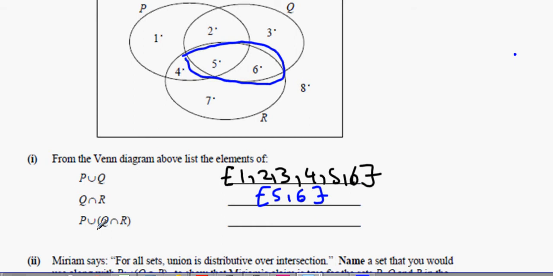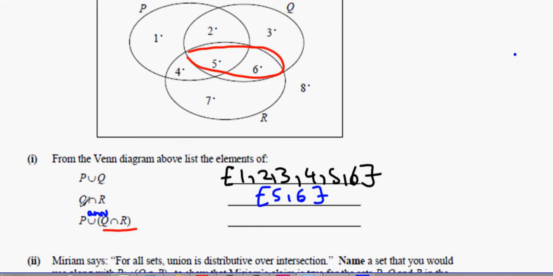P union Q intersection R. Everything that's in P and, because union means and, everything that's in Q intersection R. So let's start with Q intersection R. Okay, so Q intersection R is 5 and 6, which is this part here.